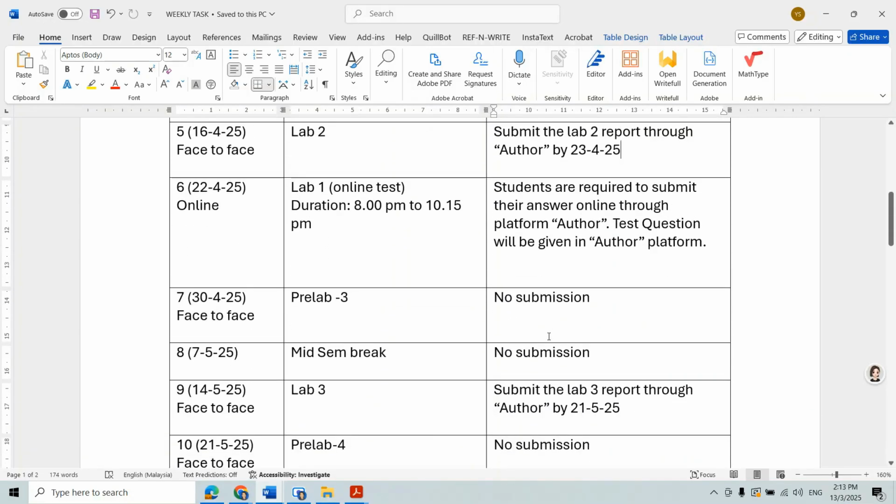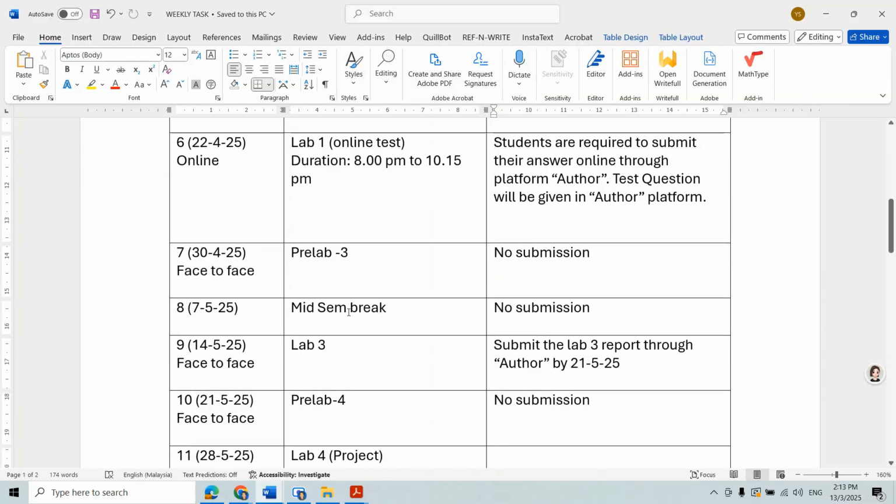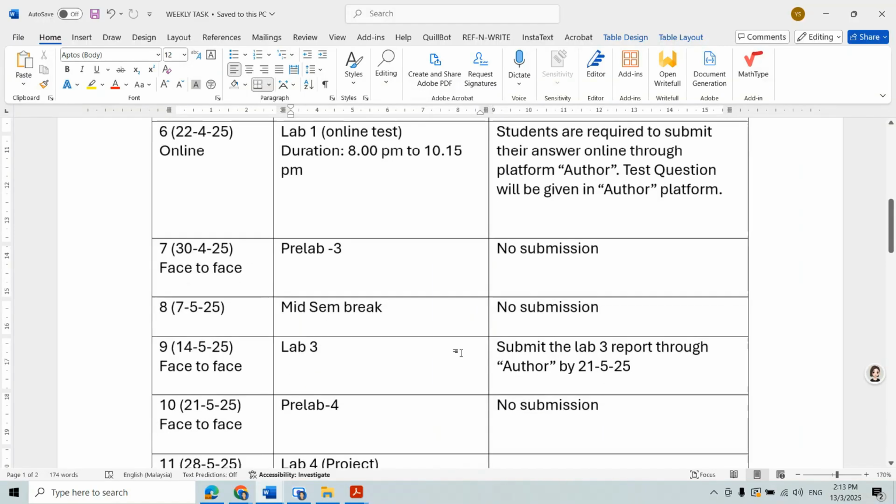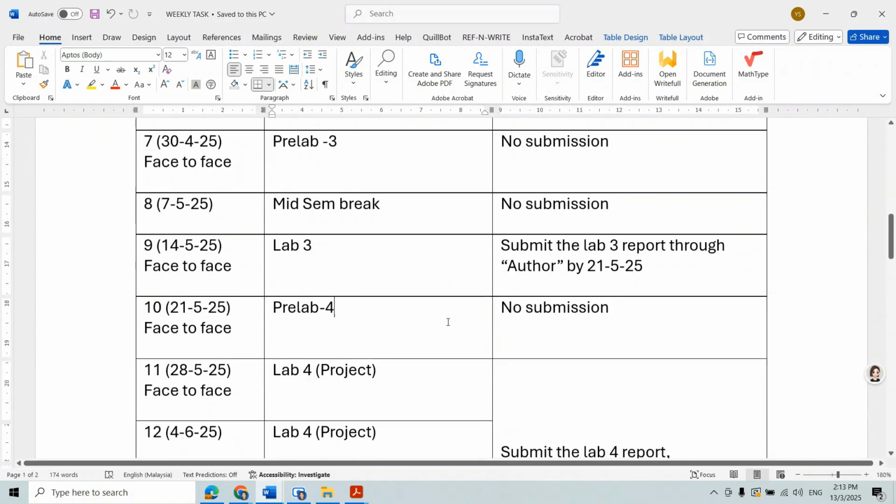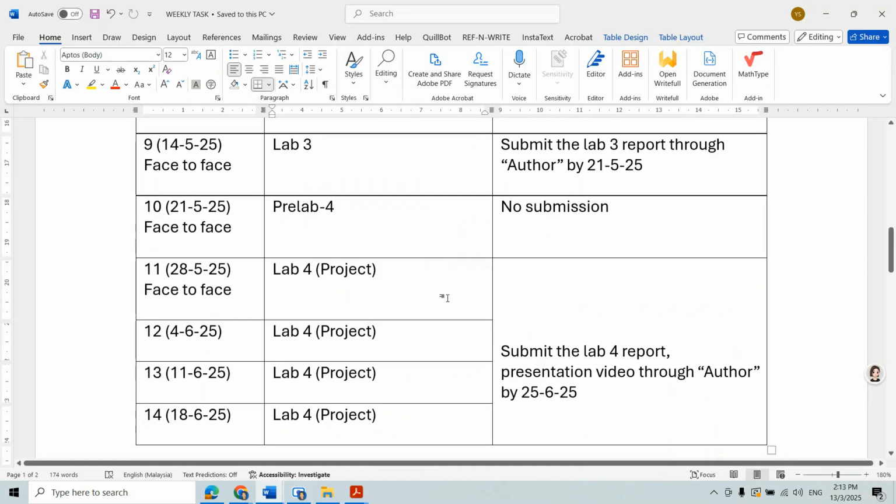For week seven, face to face will be pre-lab three. There is no lab in week 8 because it is the mid-sem break. Following that will be lab 3, and then pre-lab 4 in week 10. For lab 4, it is your project.